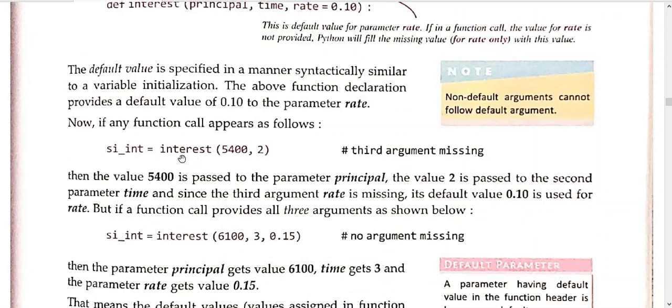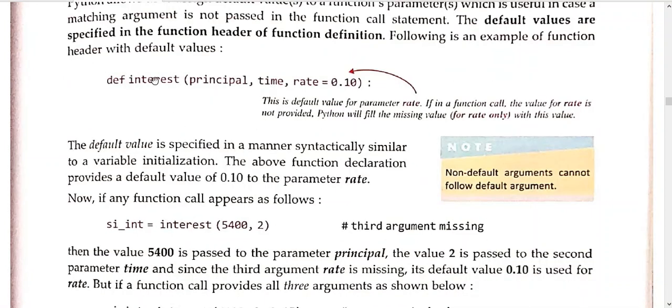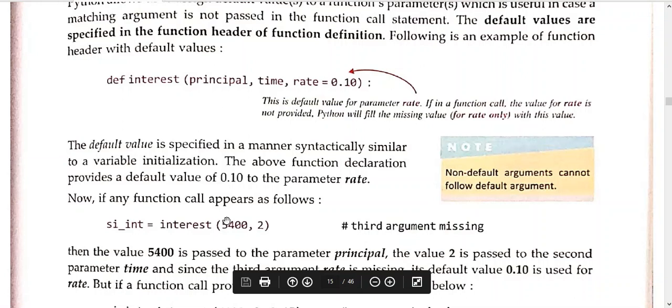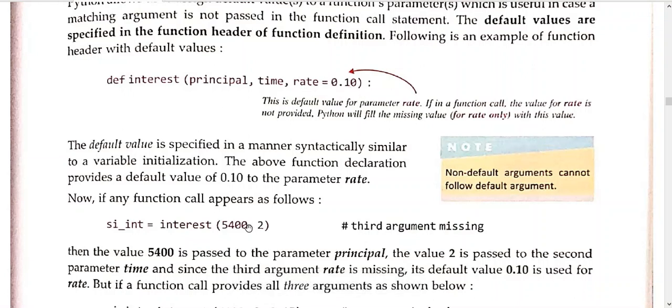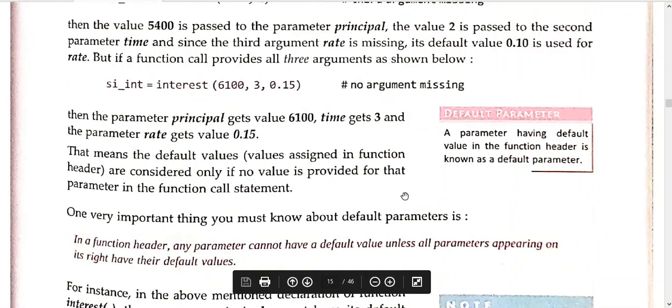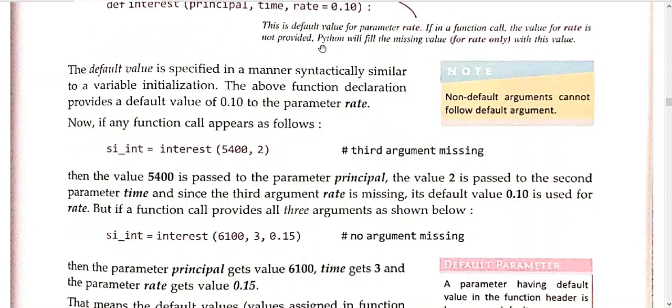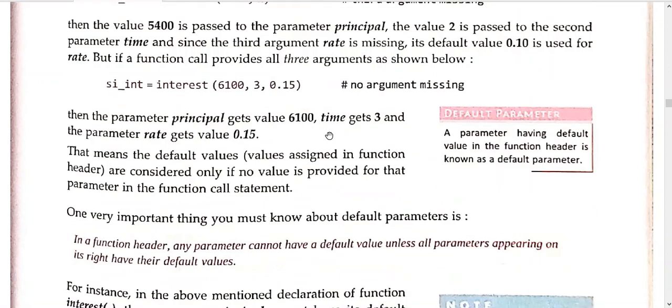So this is my function call. How do I know this is my function call? Because I have seen the name of the function, and here I am passing 5400 to principal and 2 to time. I have not passed the third argument, so by default it will take 0.10 for rate. So this is a valid statement. Although I have passed two arguments only, still the third one has been given in the function header, that is your default argument. So this is also right. A parameter having a default value in the function header is known as a default parameter. So we will call rate the default parameter.